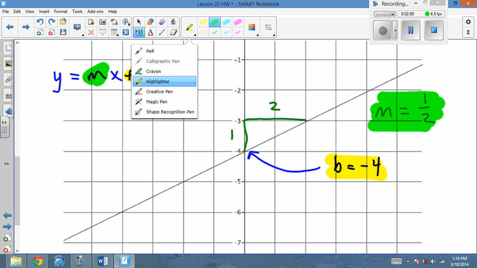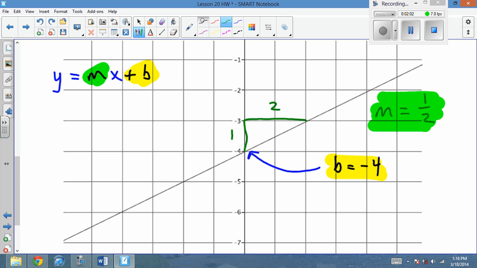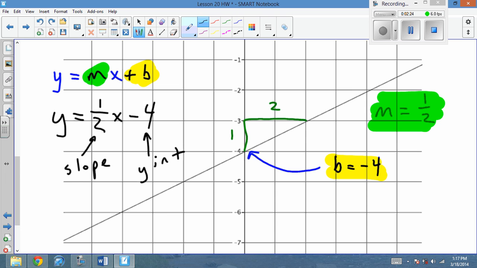So our equation will be y equals 1/2, that's our slope, times x minus 4. So again, from our graph, this value right here represents the slope, and this value represents the y-intercept. So this equation, y equals 1/2 x minus 4, is the equation of the given line.